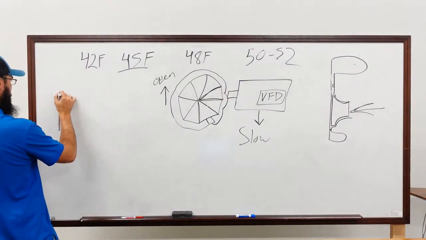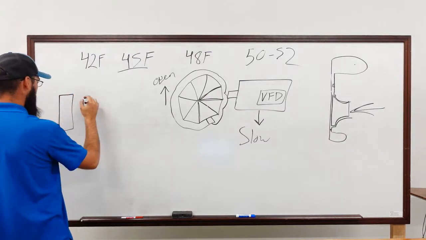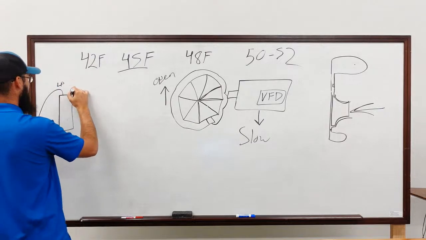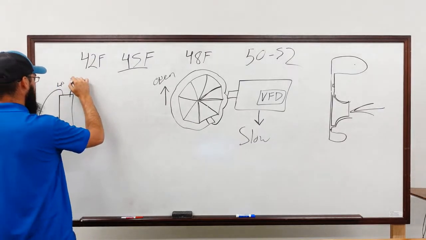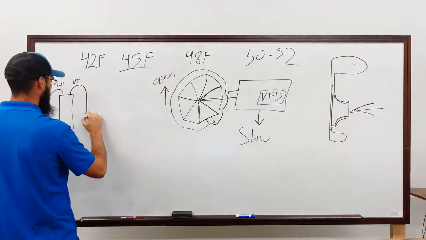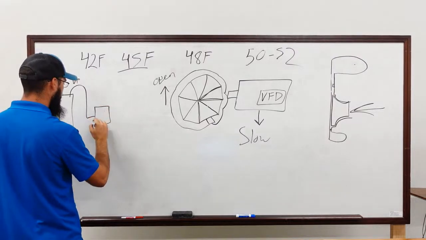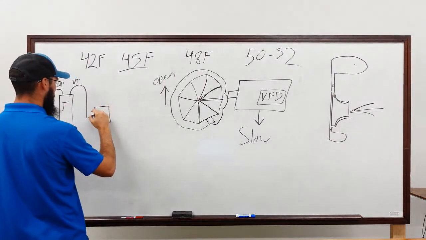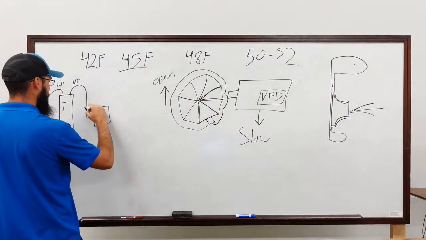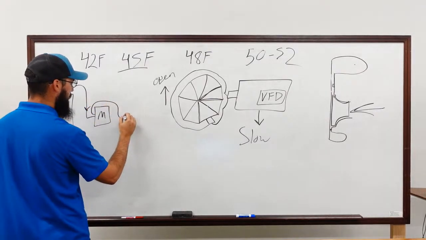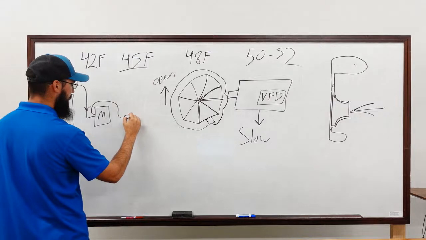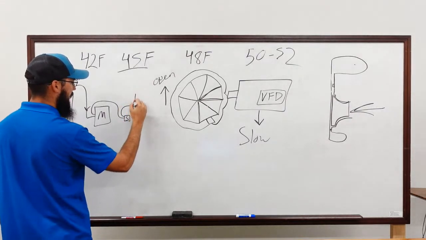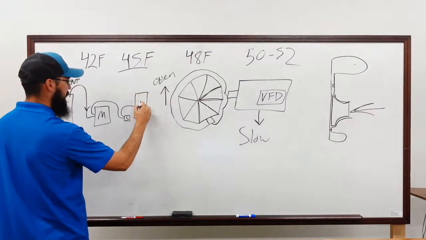All right, so here's my tank. I'm coming into the liquid port, out the vapor port, into my machine, and then I'm coming back out of my machine, going through my subcooler, and then back out of my subcooler after I've condensed my vapor into another tank.